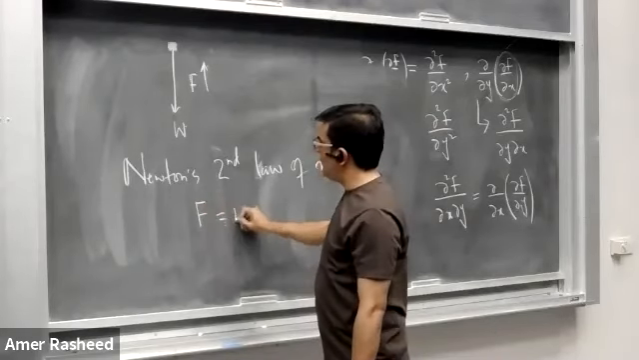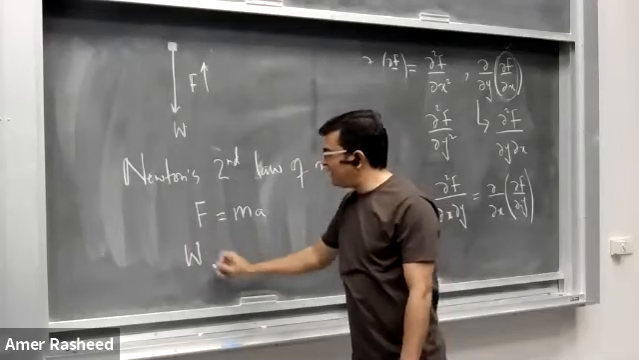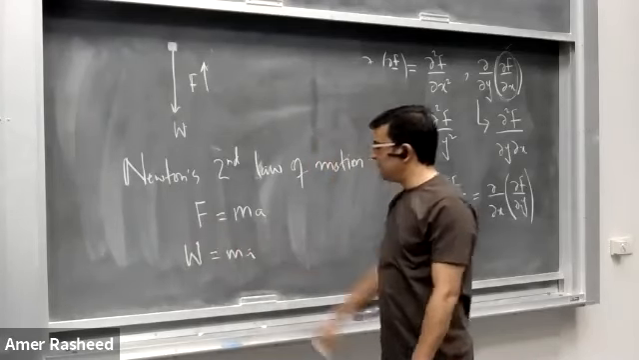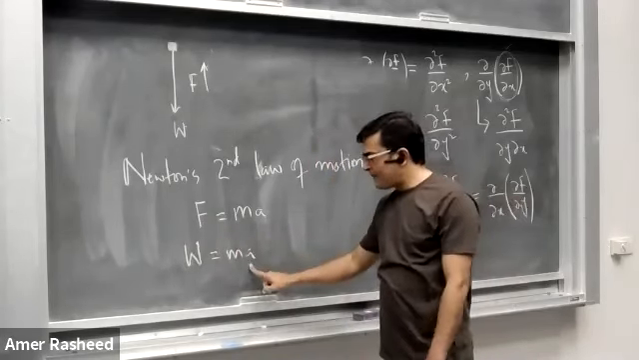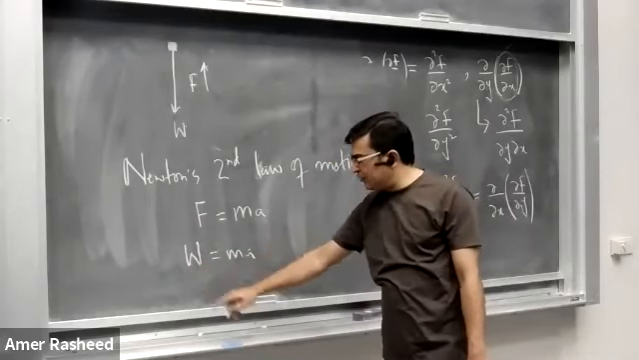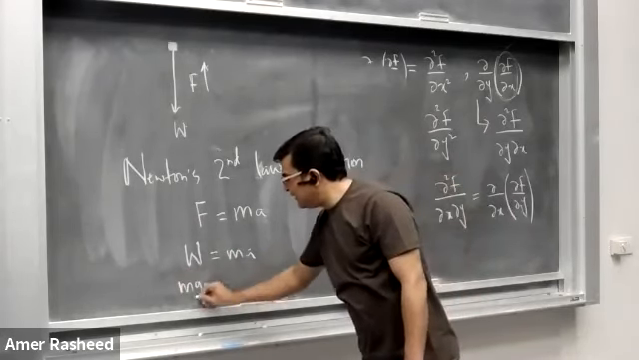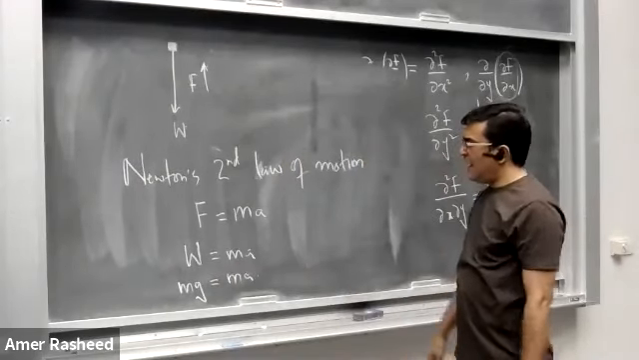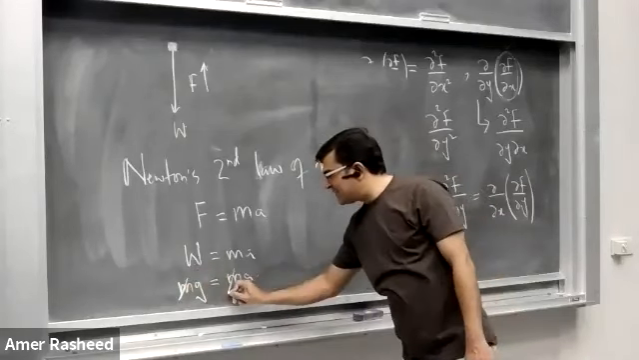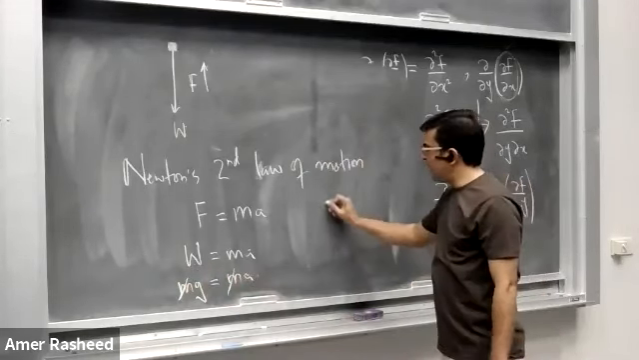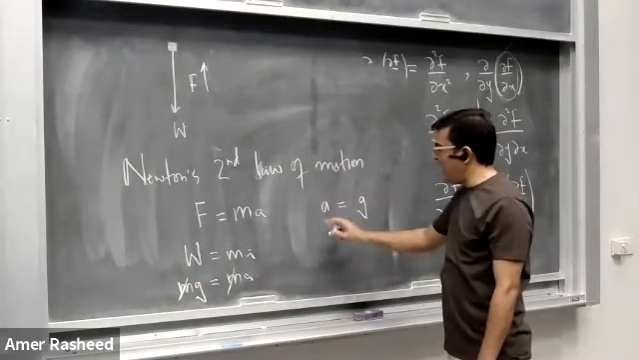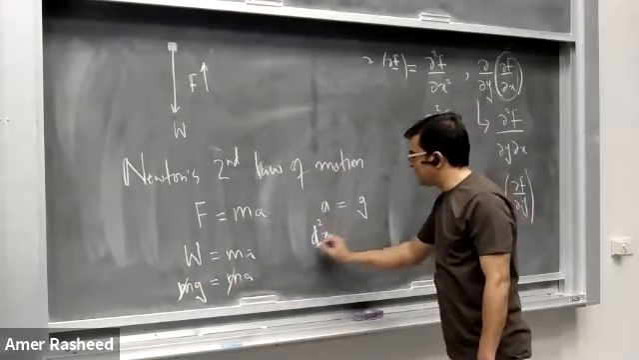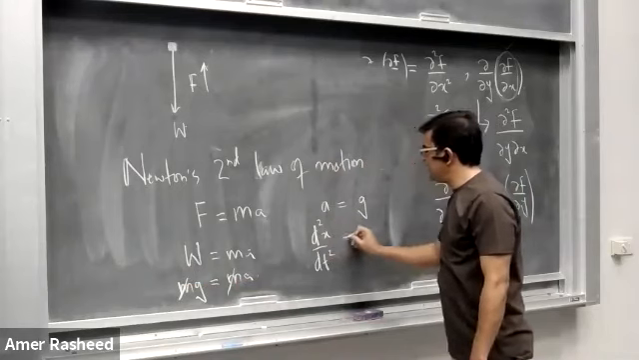F is equal to ma. Now which force is being applied on it? The weight force. Weight force is equal to ma. What is a? Now what is this W? W is mg, so mg is equal to ma. Now g is a constant, m can be cancelled. What do we get? a is equal to g, and what is a? a is basically d square x by dt square is equal to g.